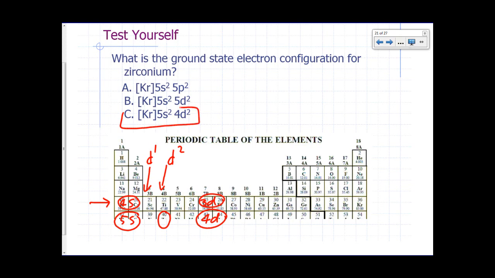5s2, 4d2. The noble gas just before it is in the fourth row, which is krypton. So it's got a krypton core, 5s2, 4d2.